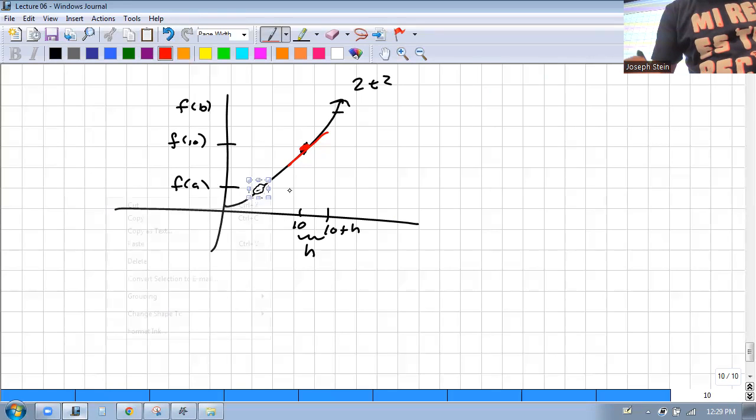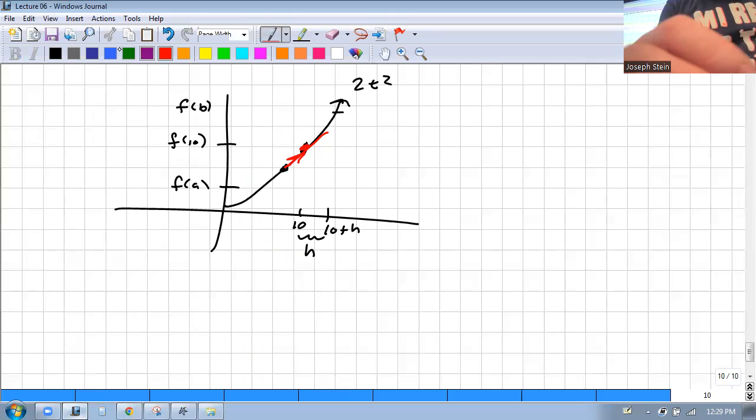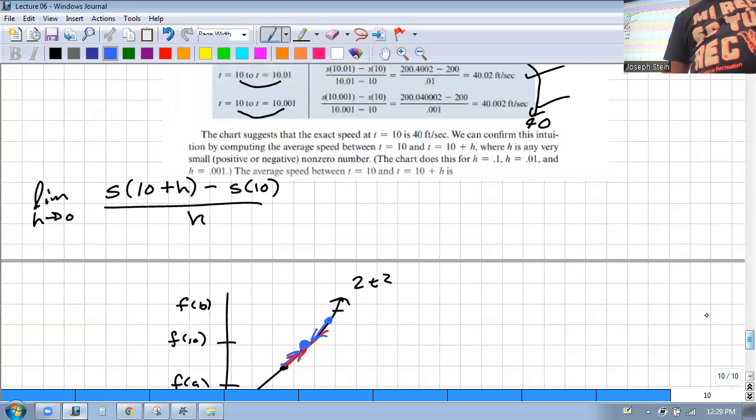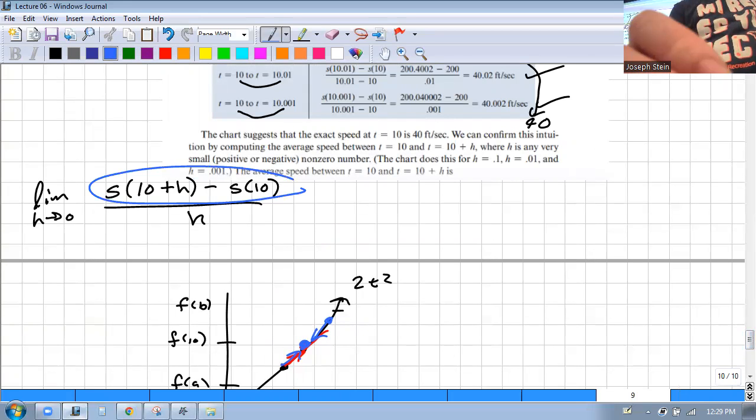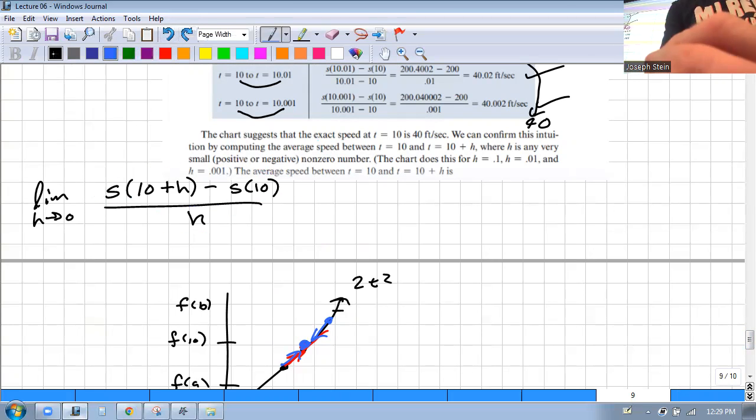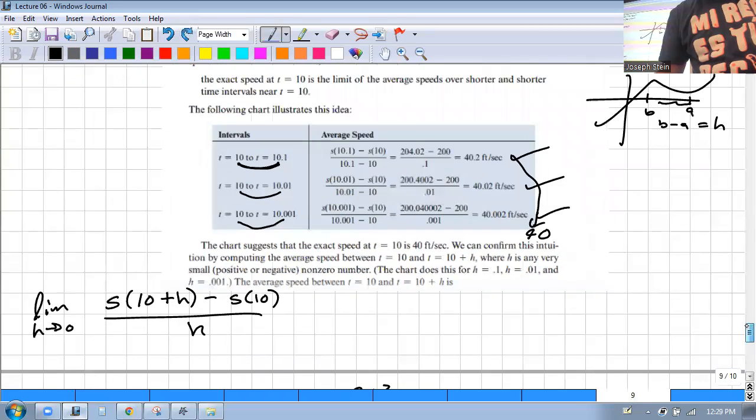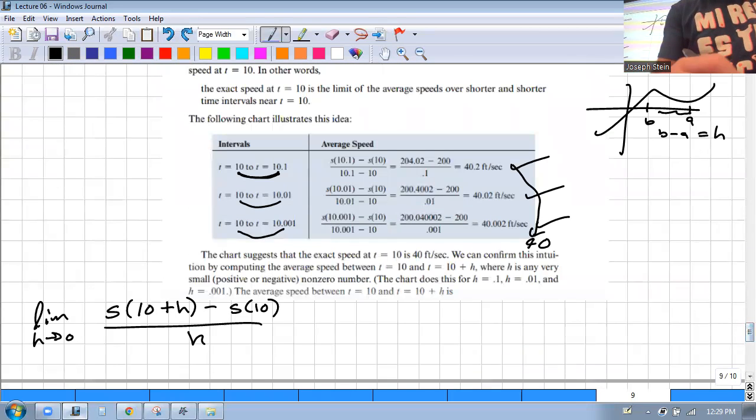So what I'm doing is I'm grabbing this and moving it that way, right? Blue. And I'm moving the B this way so I can isolate right there. The way I do that is I use 10 and 10 plus a little bit. All right. So this is still my change in Y. This is still my change in X. And if I plug this in, again, our formula or function was 2t squared.